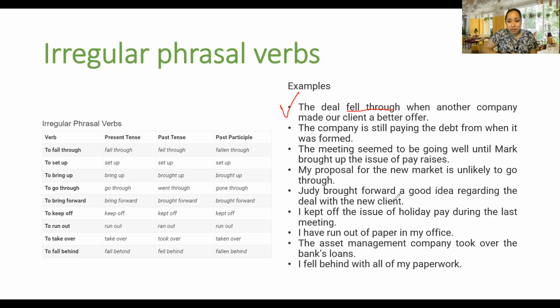I have run out of paper in my office. The asset management company took over the bank's loans. I fell behind with all of my paperwork. So you've seen that all of the examples from the list are used here. It's just to show you that it's a very simple use of English. But this is not just basic English, this is advanced English, and you're supposed to be using advanced English by now. You are going to be expected to speak like the examples here.